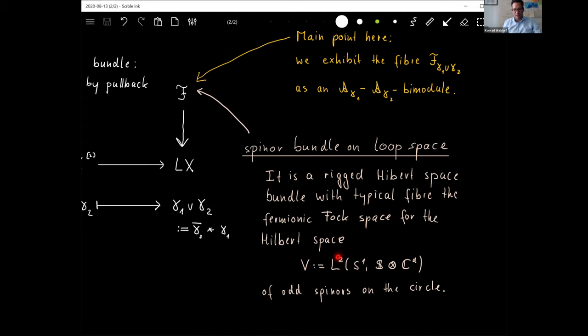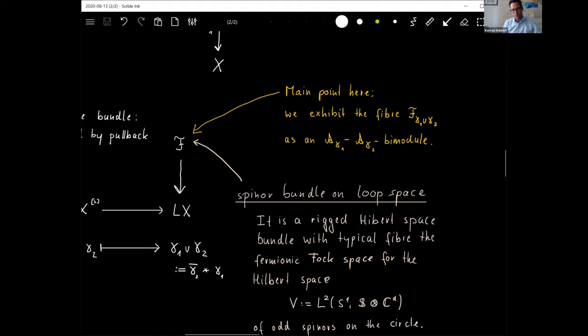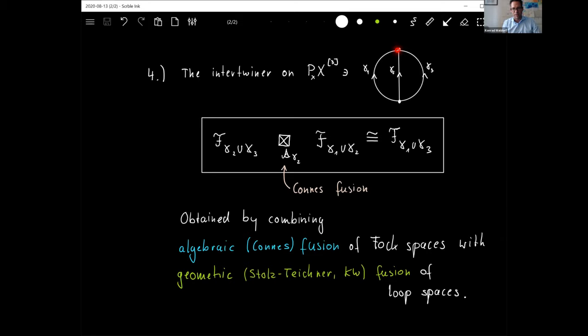So this Spinor bundle on the loop space is a bimodule bundle over the algebras on the two half paths of the loop. That's the main point of the construction and the main ingredient to set up this two vector bundle. And finally, there is this intertwiner on the threefold fiber product, which looks like this: three paths with common initial point and common endpoint. And then there is this intertwining condition, and here we have the fusion product in the middle. This is a bimodule, this is a bimodule, and the algebra in the middle is the one over the middle path. This has been a proposal by Stolz and Teichner in this draft, and we have now completely and rigorously defined this.